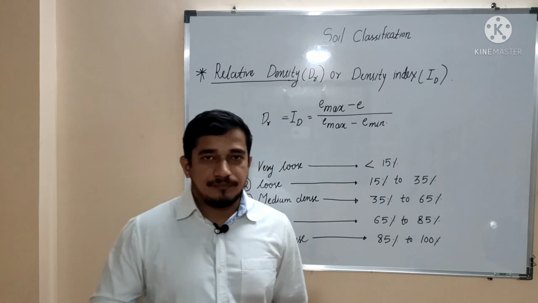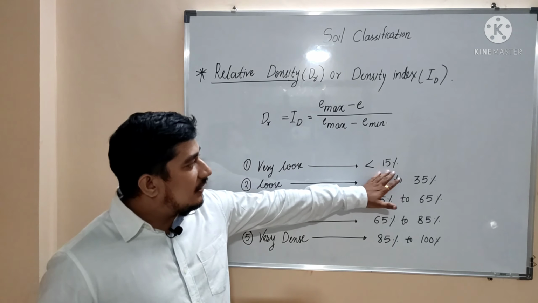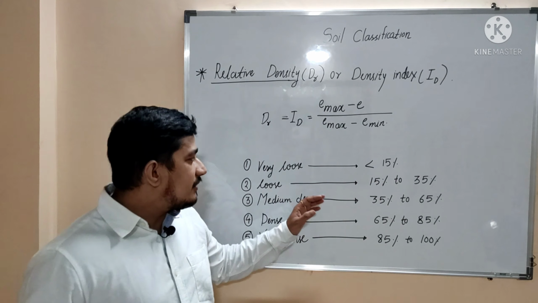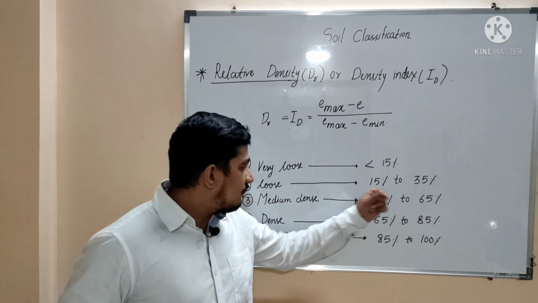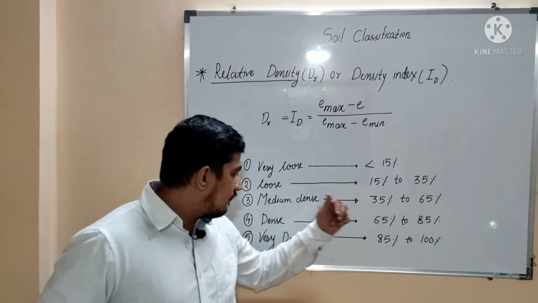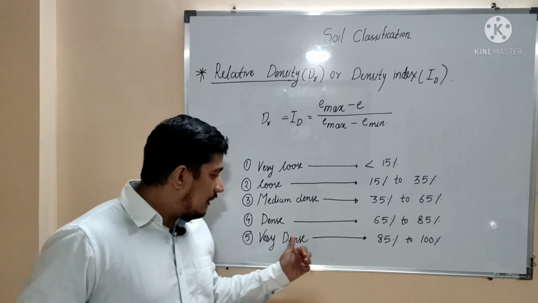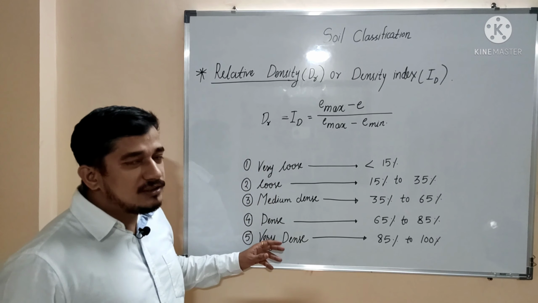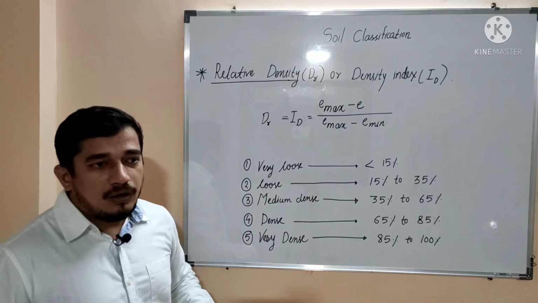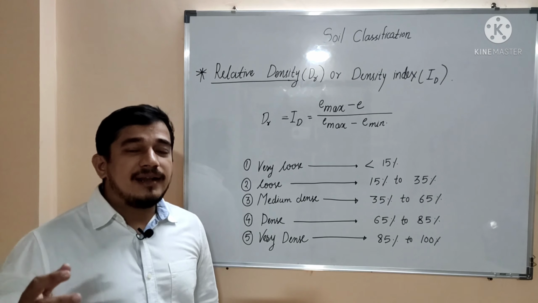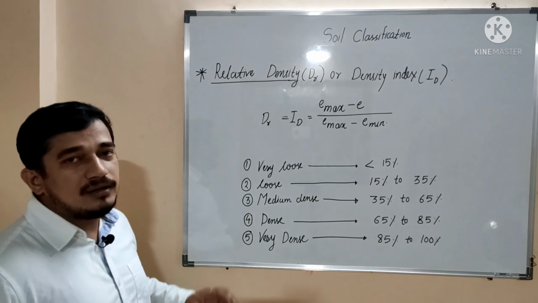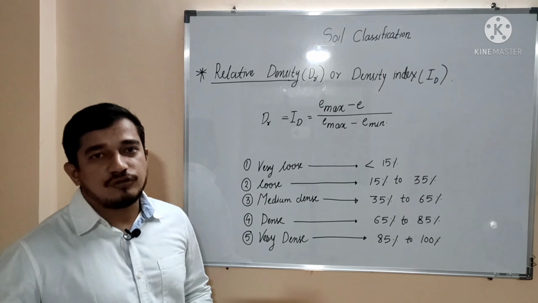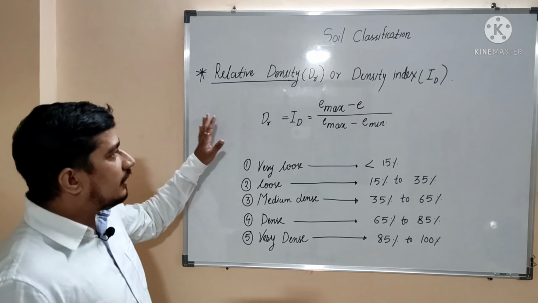Depending on this relative density, we can identify the state of a soil. If the density index or relative density is lesser than 15, we can say the soil is very loose. 15 to 35, it is loose. 35 to 65, it is medium dense. 65 to 85, it is dense, and from 85 to 100%, it is very dense. Just like this, we can identify the state of a soil. If the soil is very dense, then it can take more load and there will be lesser settlement. So the relative density is indicative of the behavior of that soil. That's all about relative density.